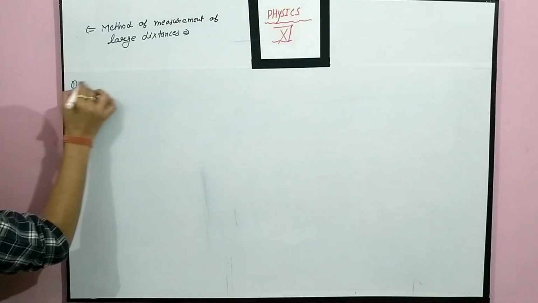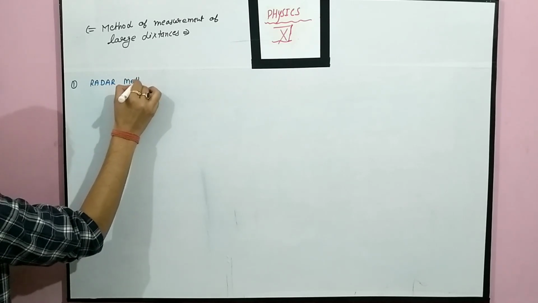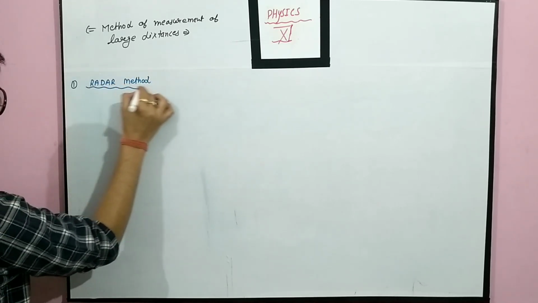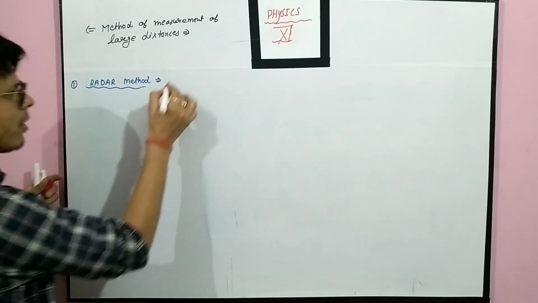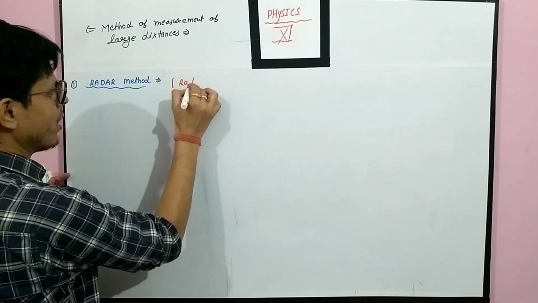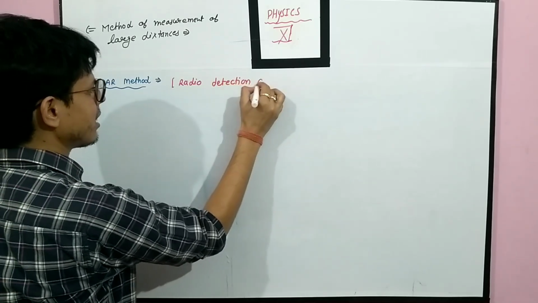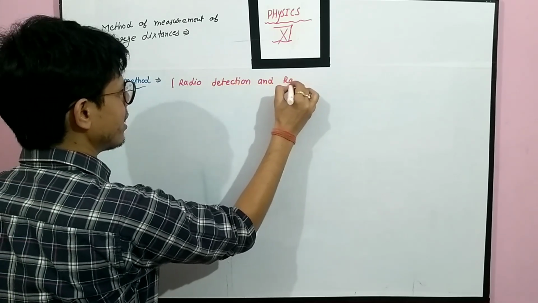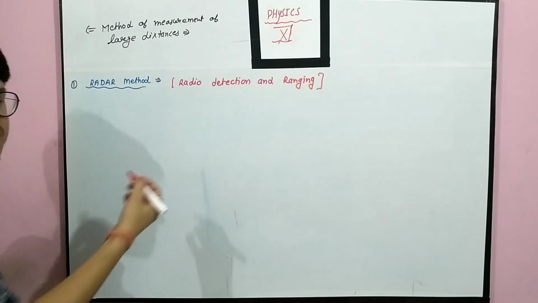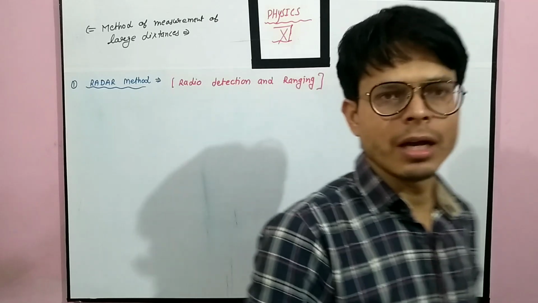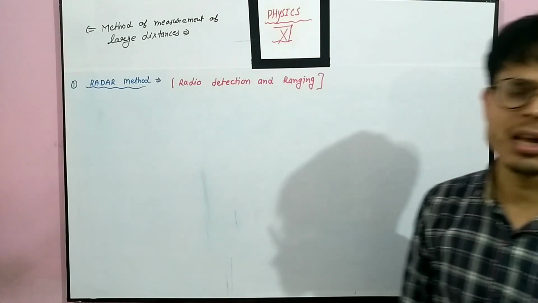The next method is the radar method. Which method? Radar method. The full form of radar is radio detection and ranging. Many times you will get this question in the exam, what is the full form of radar. Radar means radio detection and ranging.